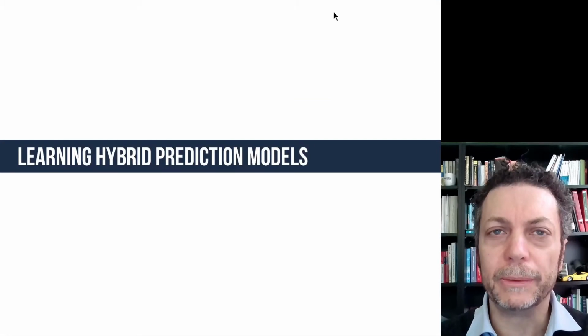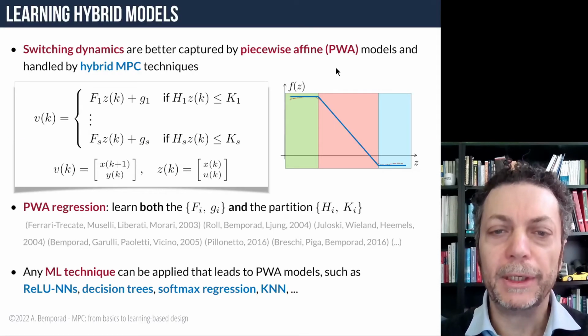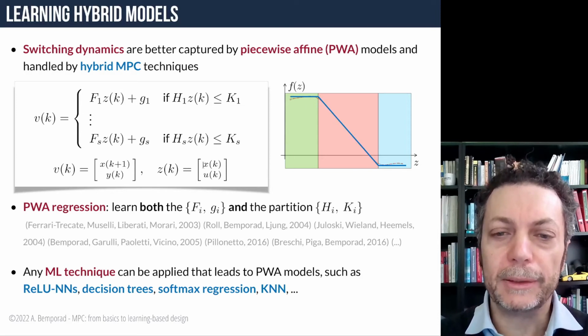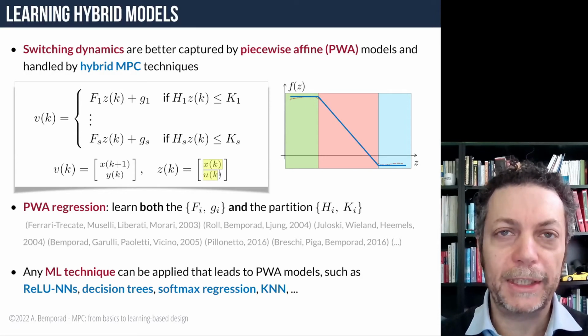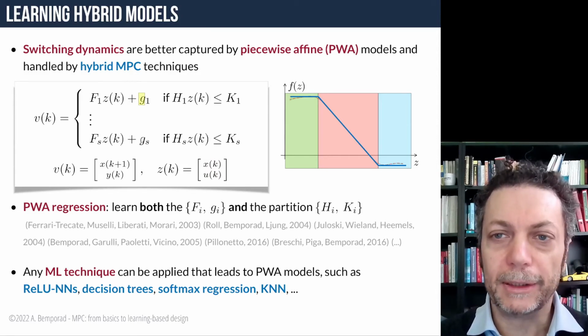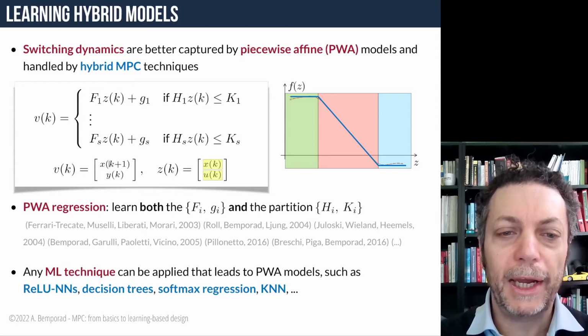Let me now show how to use machine learning ideas to learn hybrid prediction models from data, and in particular, piecewise affine models. So what is a piecewise affine model? It is a model where the set of states and inputs gets partitioned into polyhedral cells, and then in each cell there is a different linear dynamics with an affine term. In general, if it is a state space piecewise affine model, the vector where we define the partition is x, the state, and u, the input, and what you want to predict is the next state and the output.